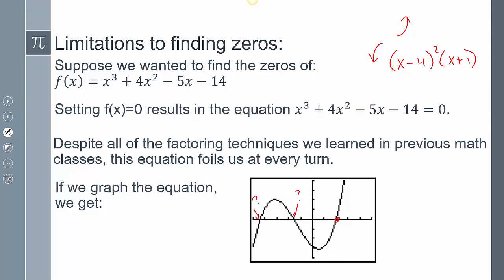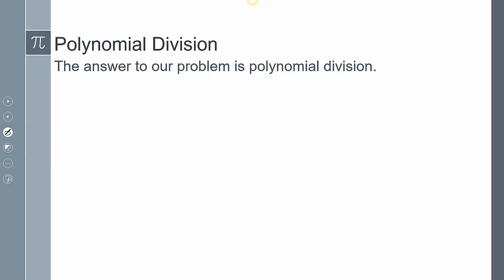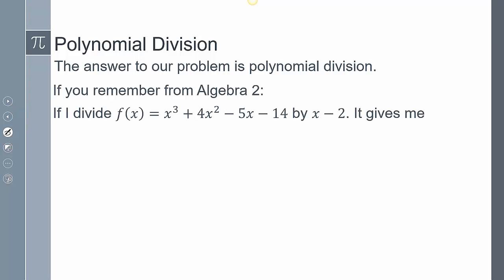And so, despite all of the factoring techniques that we've learned so far in previous math classes, this equation is going to stop us at every turn. And so, we have to learn other ways to factor this polynomial. One of the ways that we're going to be able to find them is by dividing. Polynomial division is basically our tool or our ability to factor a polynomial.